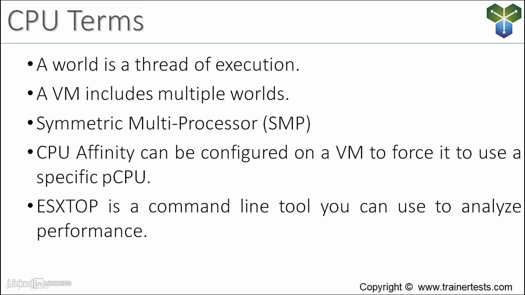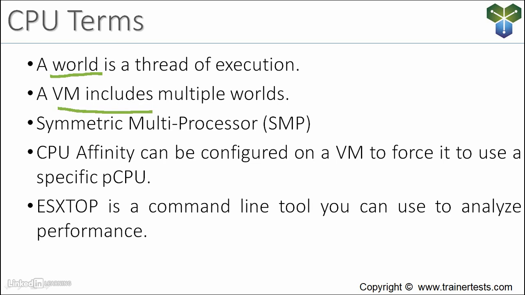A world is simply a thread of execution inside of an ESXi host. So a good example of a world would be a virtual CPU for a virtual machine. Each virtual CPU that I configure a virtual machine with is going to be a thread of execution on an ESXi host, and it's going to be represented in ESXtop as a world. So a virtual machine actually includes multiple worlds, especially if it has multiple processors.